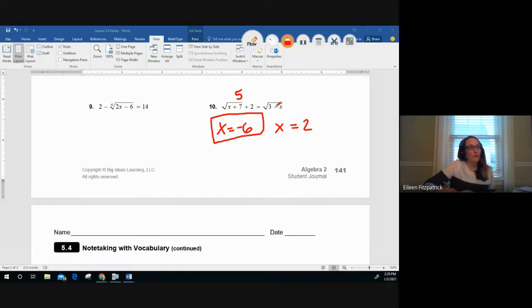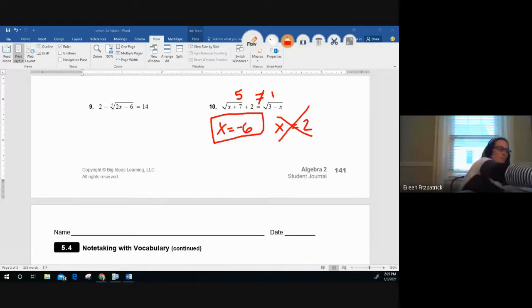Over here, plugging a 2 in, 3 minus 2 is 1. The square root of 1 is 1. So that would not work. So that's a false solution. All right, so that one was a little bit of a longer, crazier problem, but just be careful and take your time and you'll be fine.